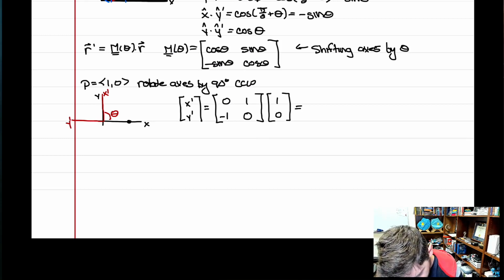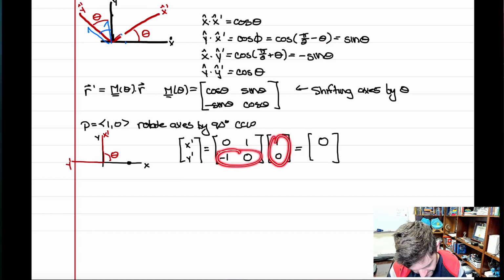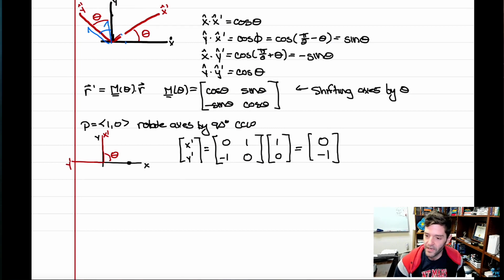So then if I were to evaluate this matrix multiplication, I first take the dot product of this with this. So it looks like I have 0 times 1 plus 1 times 0. That looks like it's just 0. And then the second coordinate is the second row dotted with this vector. So it's -1 times 1, added to 0 times 0. So then that looks like it's -1. Indeed, that's kind of what I intuitively assumed the answer would end up being.